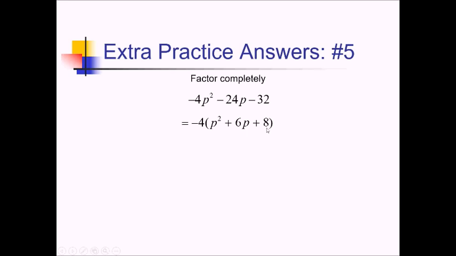I just need to find factors of 8 that add up to 6. So 1 and 8 is not going to do it, but 2 and 4 would do it. So I can split this up, bringing down this negative 4 into p plus 2 and p plus 4.